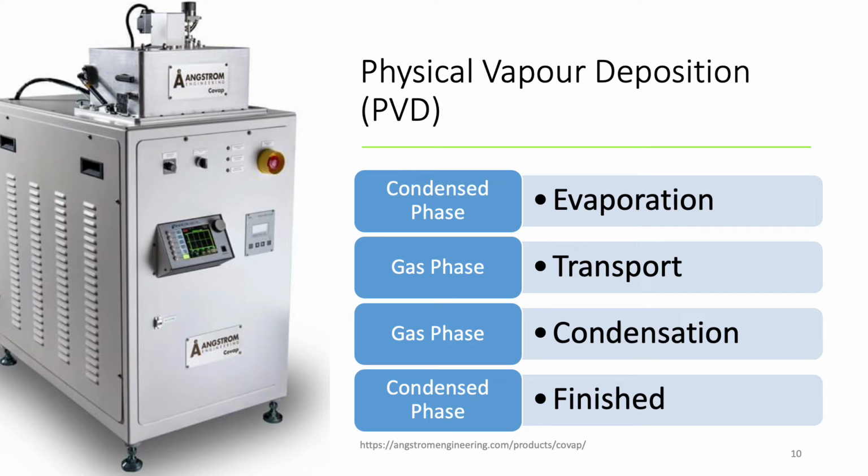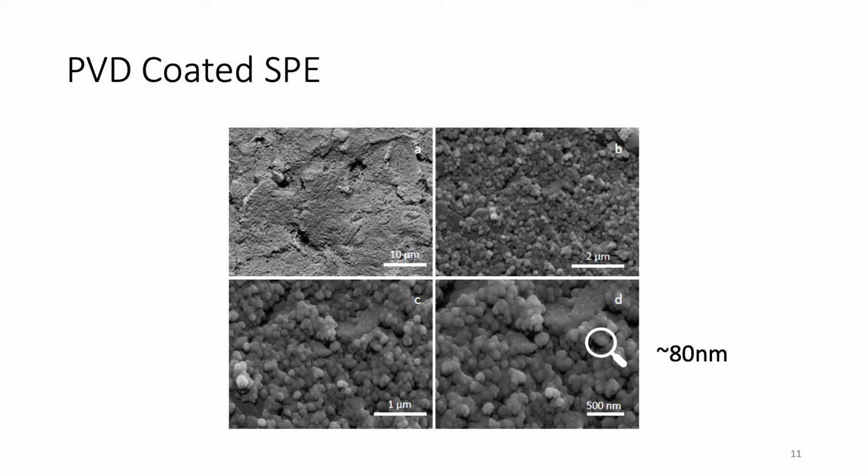Finally, it is transported through a gas phase and condensed onto my screen printed electrode. So it is quite efficient, and once again, I no longer have this issue of poor stability. Here we see a copper-coated carbon screen printed electrode. As you can see, the PVD has done a beautiful job in forming a uniform collection of nanospheres at 80 nanometers in diameter, perfectly capable of supporting plasmons for EC-SERS and SERS analysis.